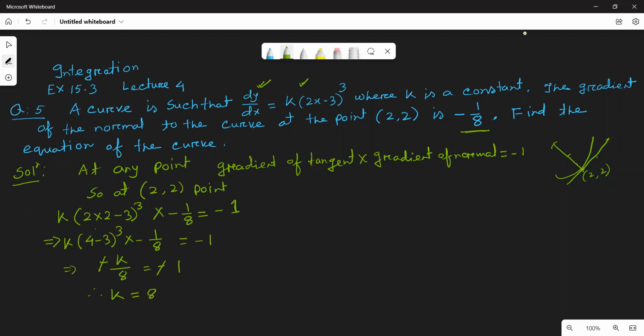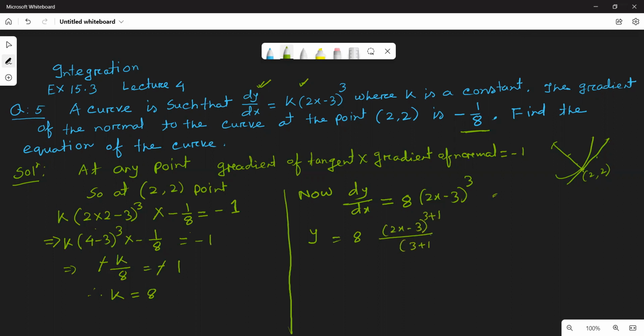Now, what is the gradient of this curve? Now dy/dx equals, with k value 8, 8(2x minus 3)^3. Now if we want to find the curve, we have to integrate this. After integration, we will get y equals 8 times (2x minus 3) to the power 3 plus 1, here also 3 plus 1, and the coefficient of x is 2, so you write here 2, and plus c.